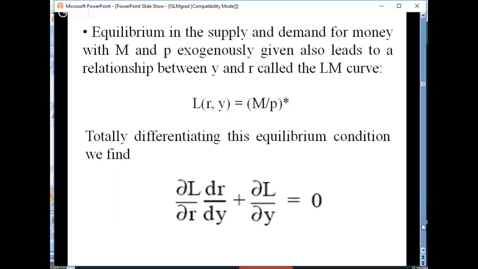On the money side, we saw a while ago, we have the demand for money, L of R, Y, equaling the supply of money, which we assume is determined exogenously, at least for now. I totally differentiate this with respect to Y. First, Y affects R, and then R affects the demand for money, plus the change of Y directly on our demand for money. I set that equal to 0, and I solve for dr dy.